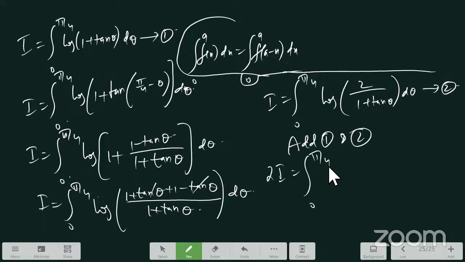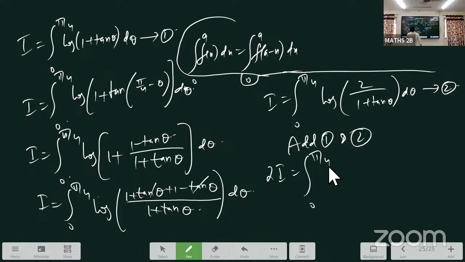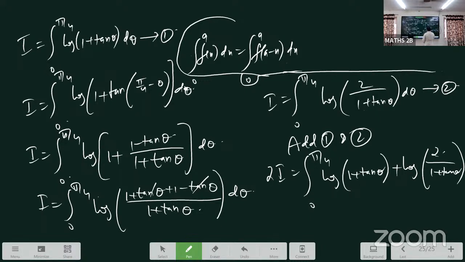According to the definite integrals property, you can add both the integrations if they are having the same limits. So 0 to pi by 4, it is log of 1 plus tan theta, plus, what is 2? Log of 2 by 1 plus tan theta. Right? Next board will continue.